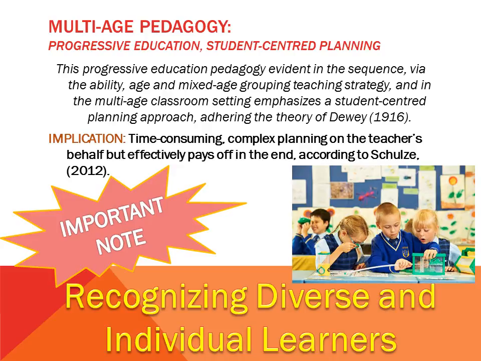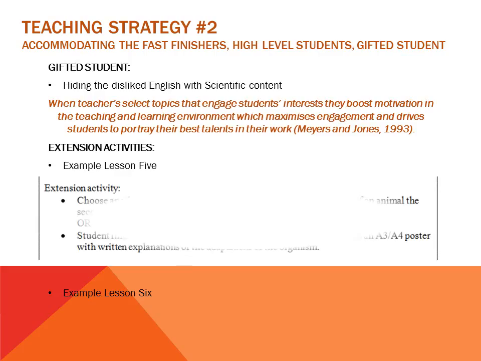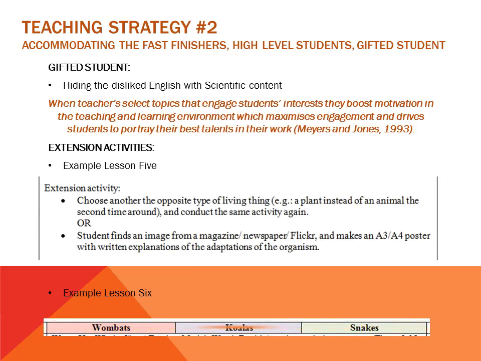Costa and Timmins 2002 also state that these various grouping strategies allow students to recognise they're all diverse and individual learners in the classroom. The classroom encounters a gifted student who prefers science and maths and doesn't like English. The beauty of this cross-curricular lesson sequence, and the assessment task especially, is that the English becomes somewhat hidden, as the main focus is on the scientific content. Myers and Jones, 1993, believe that when teachers select topics that engage student interest, they boost motivation in the teaching and learning environment, maximising engagement and driving students to portray their best talents in their work. With students' interests on board, they can be further challenged.